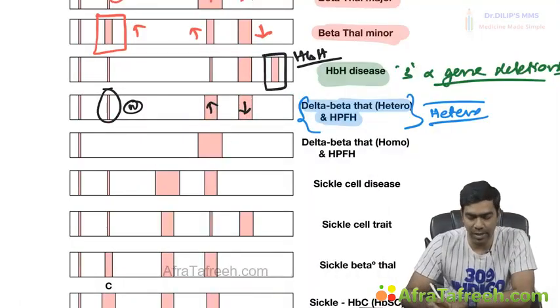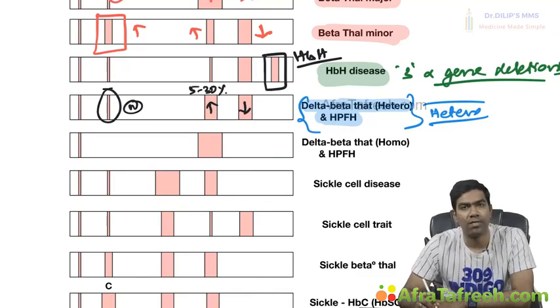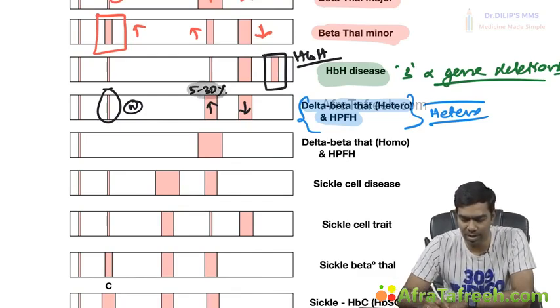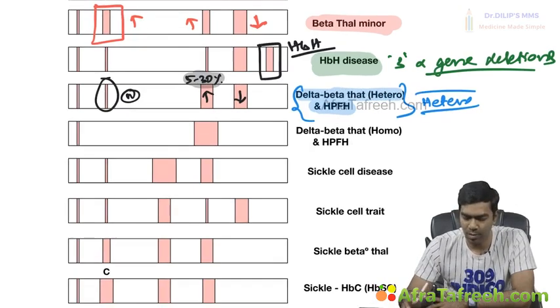How much HbF will be increased? If you see the previous videos on beta thalassemia, 5 to 30% or 5 to 20%. Different books will give different values, but this value doesn't matter much. It will be in the range of 5 to 20 or 30% usually. So this is the value you will see.